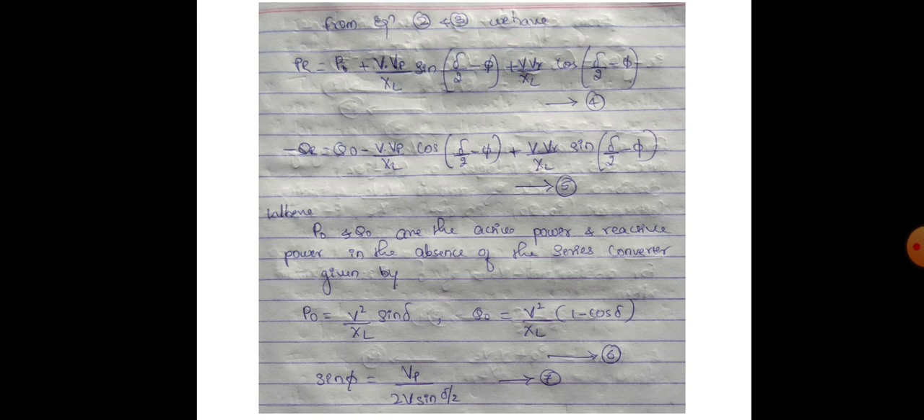where P naught and Q naught are the active power and reactive power in the absence of the series converter. And here sin phi equal to Vp by 2 V into sin delta by 2.